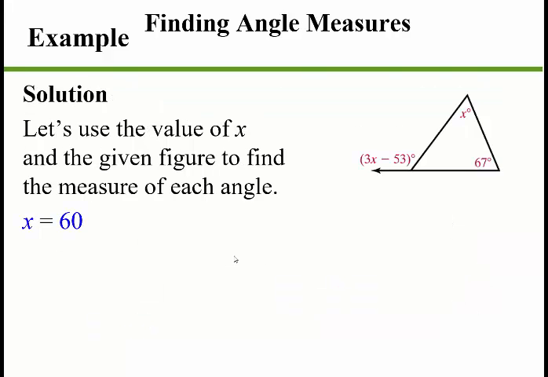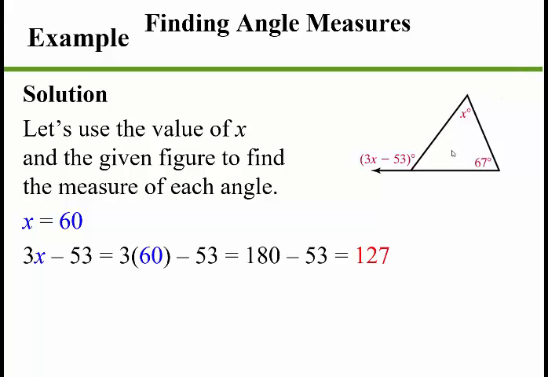So let's use the value of x here and the given information to find the measure of each angle. So I know that that's 60 degrees. Plugging 60 into the measure of the exterior angle, I get 3x minus 53. Well, 3 times 60 is 180, minus 53 is 127. So that exterior angle is 127. We saw that x is equal to 60.